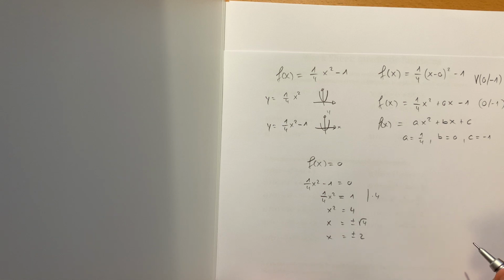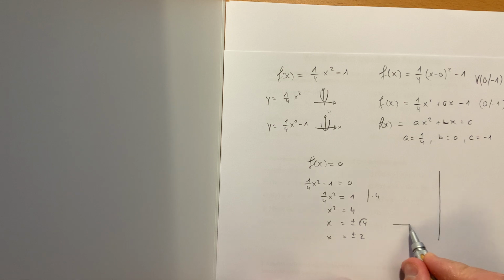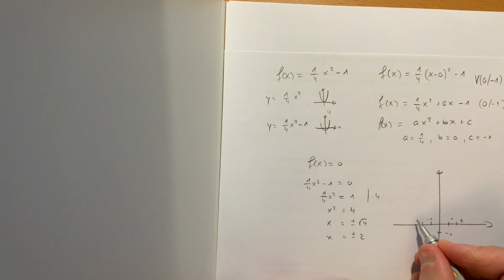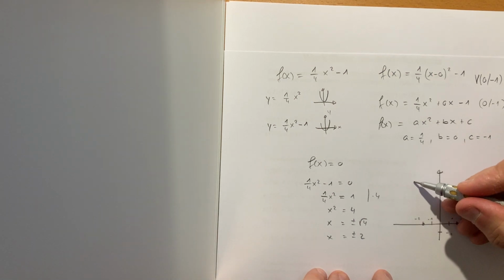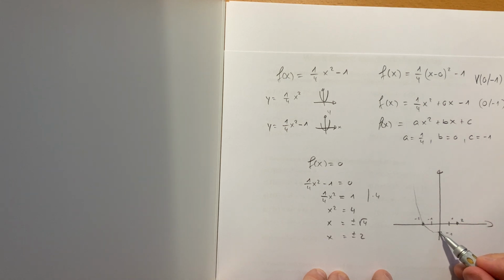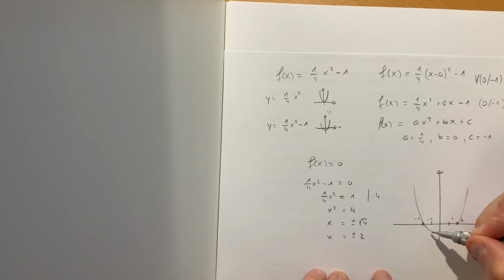So now you know quite a lot about this function, and you can draw quite a good sketch. 1, 2, minus 1, minus 2. Well, these are the zeros. And you know that the function will look somewhat like this. So have a rounded, smooth parabola.